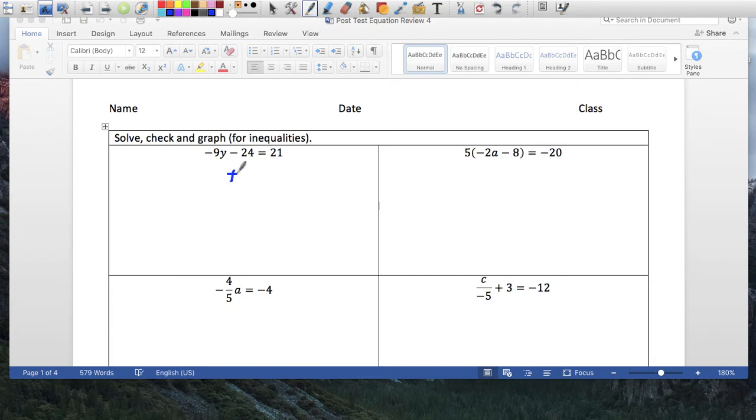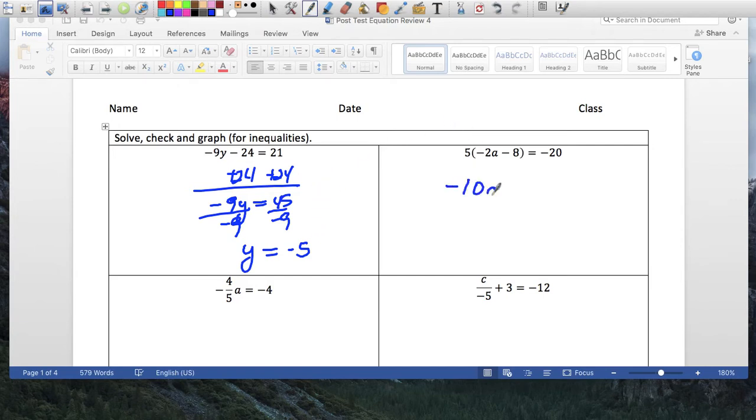So we're going to go plus 24, negative 9y equals 45 divided by negative 9. Y is going to be negative 5. So I'm not going to check because I want to make the video a little shorter, okay? But on the test, just make sure you check.